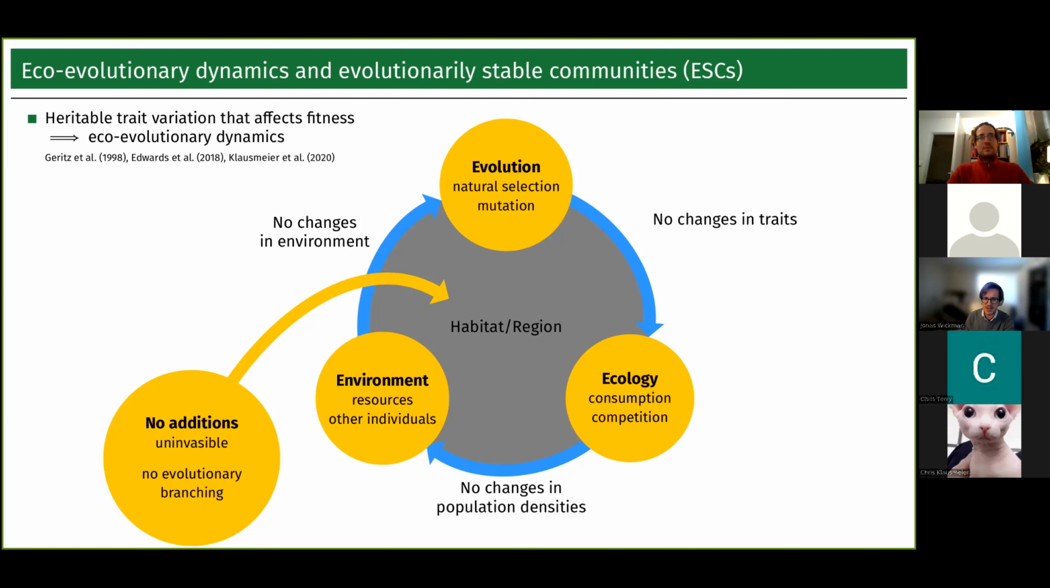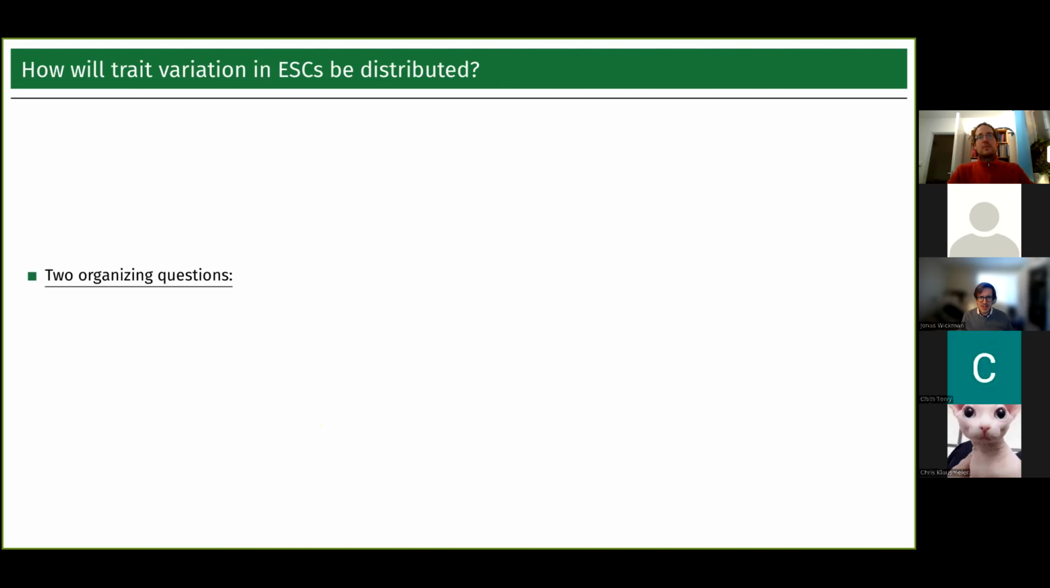And because these communities serve as important attractors for the systems, they've been given the name evolutionarily stable communities, and studying their properties is important as they serve as the long-term end goal of these dynamics. So then the question is, in these stable communities, how will trait variation be distributed? So we're going to look at two broad ecological questions here.